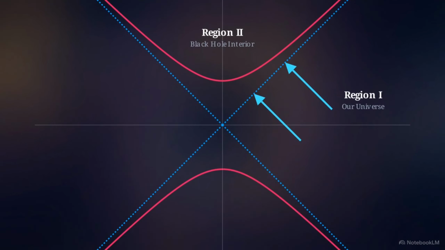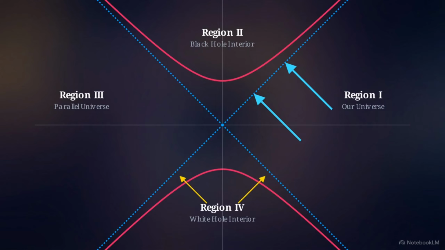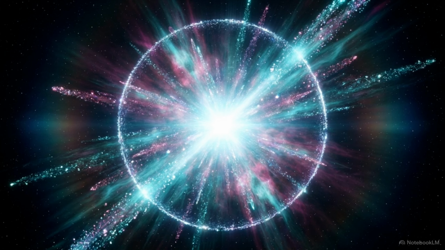The complete solution requires a symmetrical lower half, region 3, a parallel space, and region 4, the white hole, connected by a wormhole. The mechanics of region 4 are the exact inverse of a black hole. Here, a past singularity erupts, streaming light and matter outward across an event horizon.